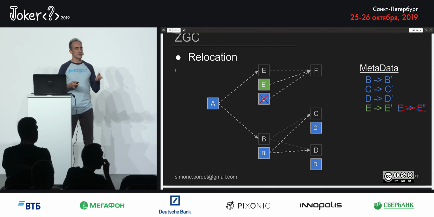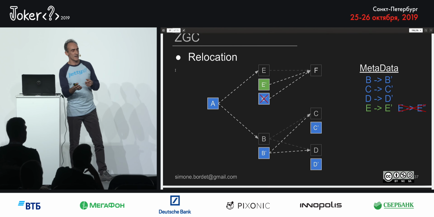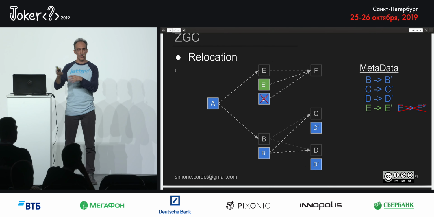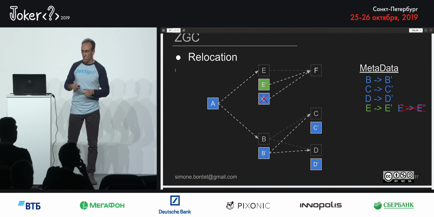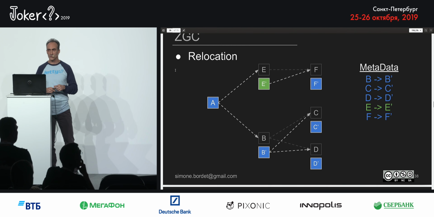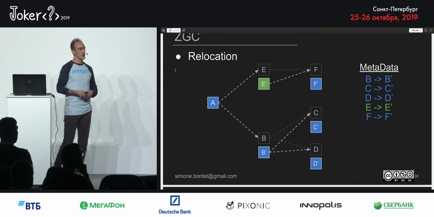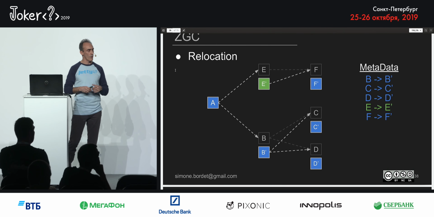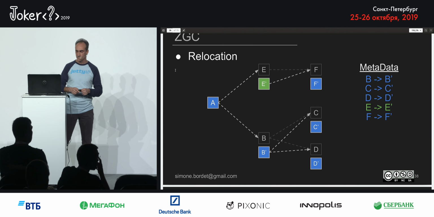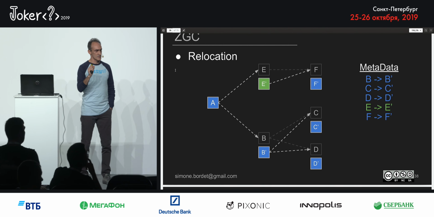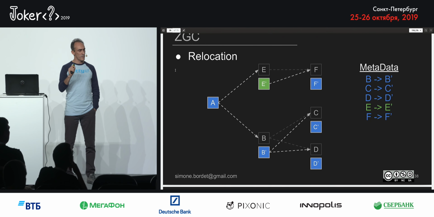Then the application is done. Maybe it was just accessing object E to read some value, but it was not really following any pointers from object E. Therefore, the garbage collector has to continue and goes on to object F, relocates the object, inserts the information into the table on the side, and the whole relocation step is now finished.